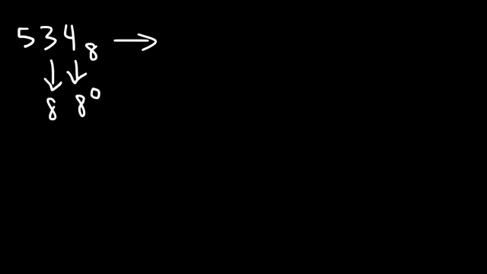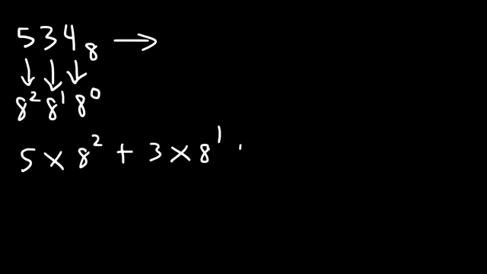Now let's talk about how we can convert an octal number into a decimal number using multiplication. So the first number that we see, we're going to multiply it by a power of 8 rather than a power of 2 in the case of binary numbers. But the pattern is going to be the same. So instead of 2 to the 0, we're going to multiply the first one by 8 to the 0, and then the second one by 8 to the first, and the third one by 8 squared. So it's going to be 5 times 8 squared plus 3 times 8 to the first power plus 4 times 8 to the 0 power.